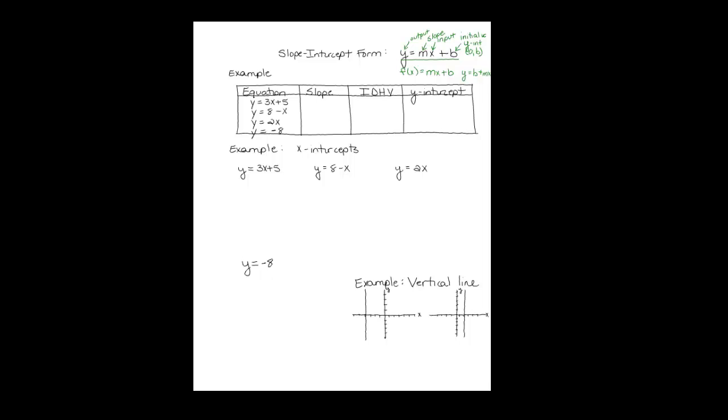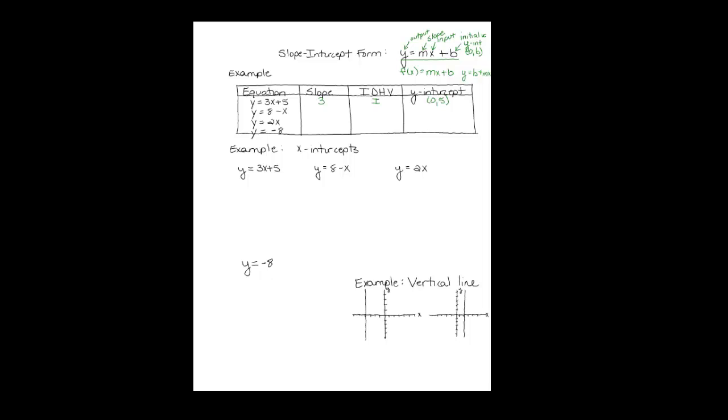So here in this example, we have some equations that are written in slope-intercept form, starting with y is equal to 3x plus 5. Looking at this, the slope is 3 because it is the coefficient of x. The y-intercept is (0, 5). Now in the middle here, IDHV, that's short for increasing, decreasing, horizontal, or vertical. Remember, if the slope is positive, it'll be increasing, negative, decreasing, 0, horizontal, and if it's undefined, you'll have a vertical line. So here the slope is a positive 3, so it is increasing.